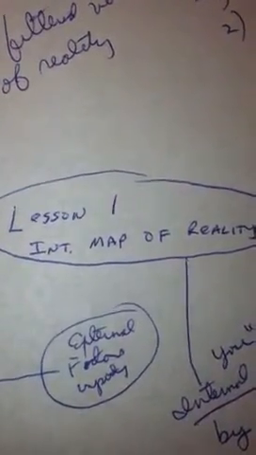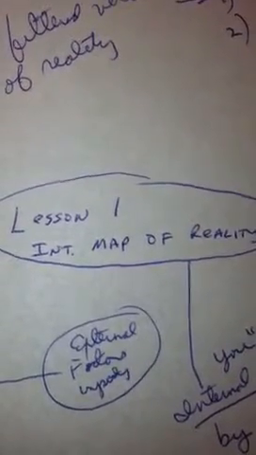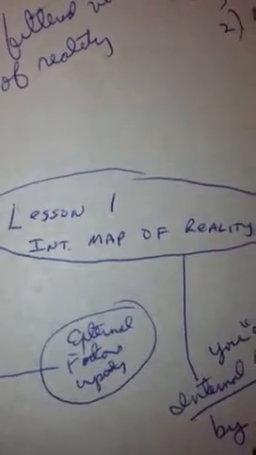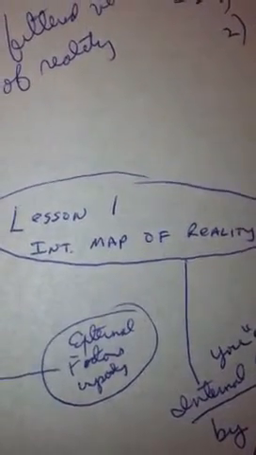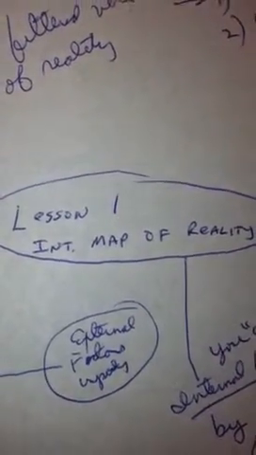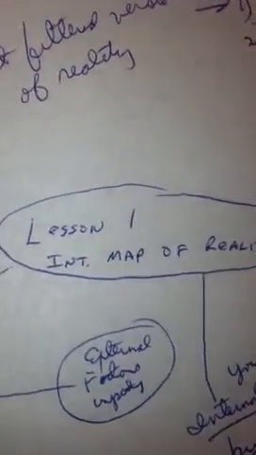Lesson one is called the internal map of reality. And this is kind of the way your brain works. It's internal, it's inside your head. It's a map, it's not reality, it's what you see as a map. So with that in mind, we'll start with the basic concept.